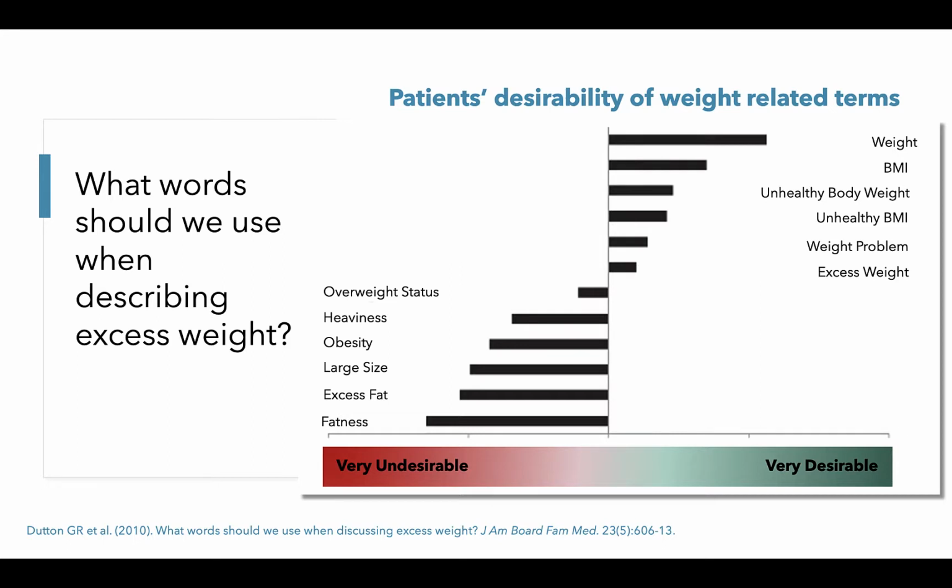Here we can see that study participants rank the terms weight, BMI, unhealthy body weight, unhealthy BMI, weight problem, and excess weight as the most desirable, whereas they ranked overweight status, heaviness, obesity, large size, excess fat, and fatness as less desirable.